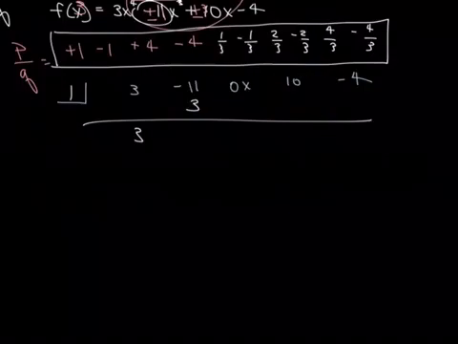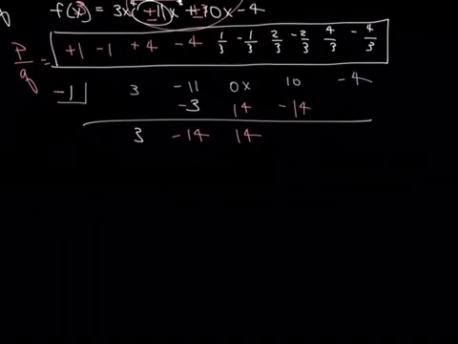Alright, so let's try negative 1. So that brings down my 3. This is a negative 3. Gives me negative 14, negative 4, 0. Yay! So negative 1 does work. So we're going to take negative 1 and put it here and say yay. Actually, I need to get my answer here. Alright, so negative 1 worked.